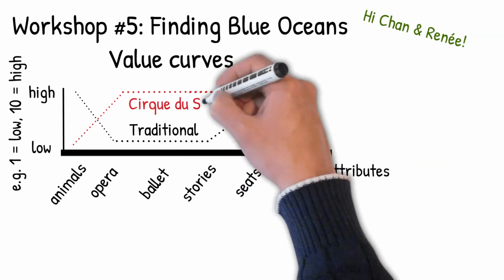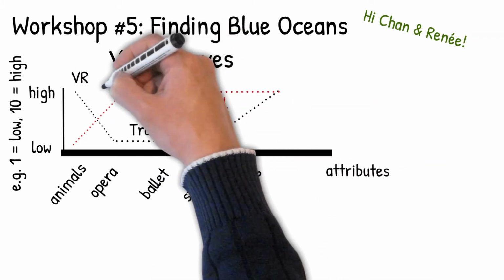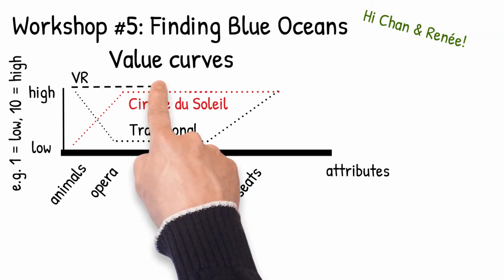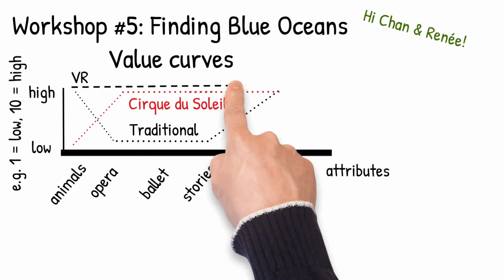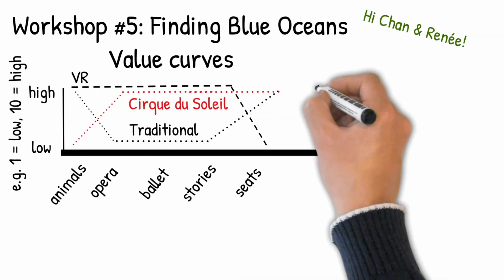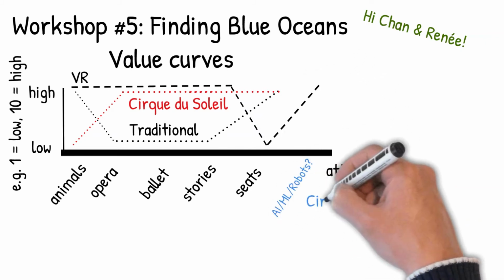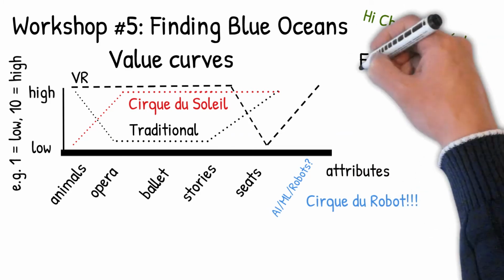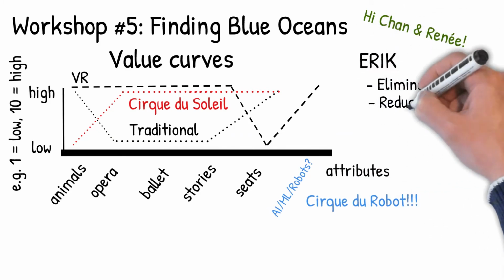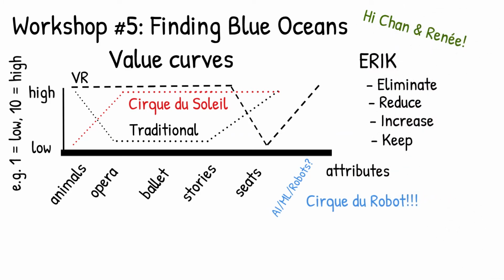If we had virtual reality circuses, they would have animals, operas, ballets, stories, maybe no seats, and perhaps they would have an artificial intelligence, machine learning based robot. In other words, Cirque du Robot. What you've noticed is we've taken existing ideas and applied the Eric principle. We've either eliminated certain things, we've reduced certain things, we've increased certain things, or maybe we've kept certain things.